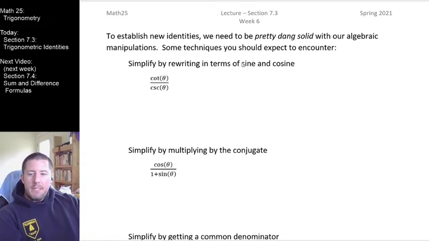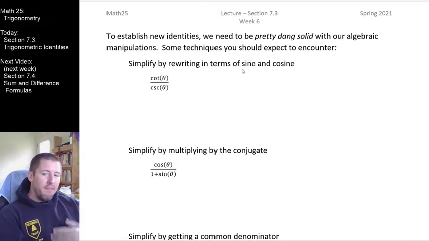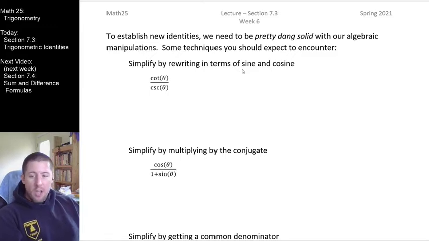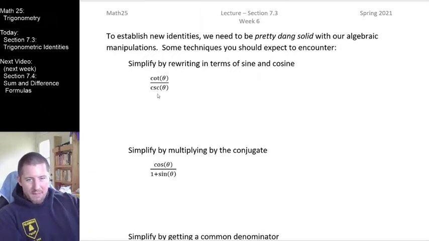One of our most common techniques when verifying trig identities or solving trig equations is to say, the 2 trig functions that I am by far the most comfortable with are sine and cosine. So a lot of times when I see unfortunate looking quantities like this, I say to myself, it'd be a lot cooler if this looked like sines and cosines instead of cotangents and cosecants, right? This is not my comfort zone.